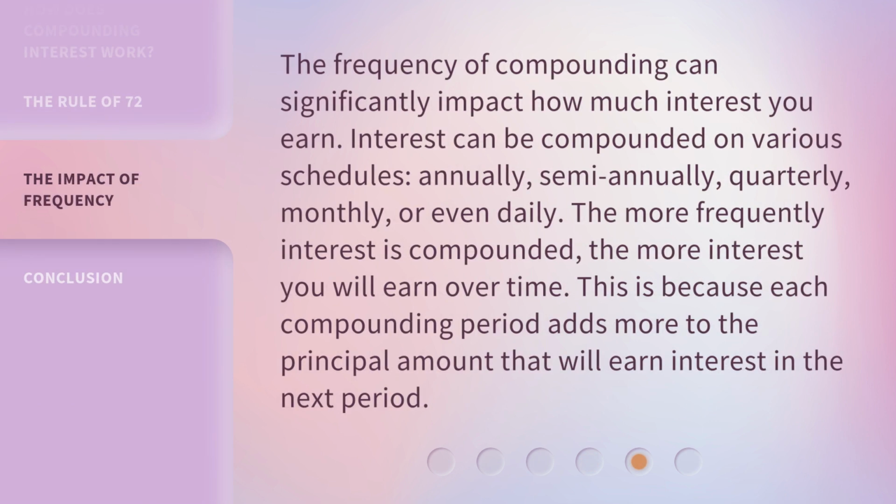The frequency of compounding can significantly impact how much interest you earn. Interest can be compounded on various schedules: annually, semi-annually, quarterly, monthly, or even daily. The more frequently interest is compounded, the more interest you will earn over time. This is because each compounding period adds more to the principal amount that will earn interest in the next period.